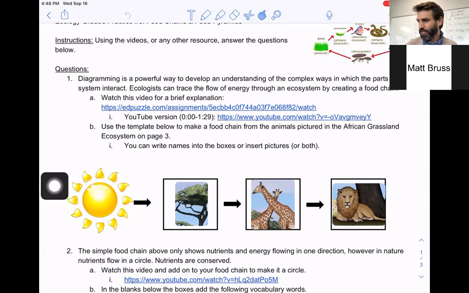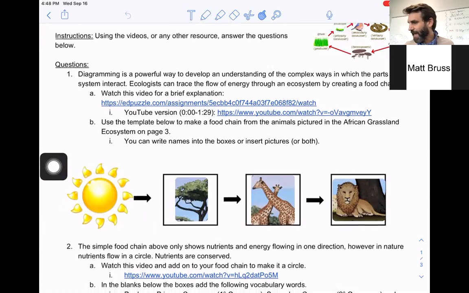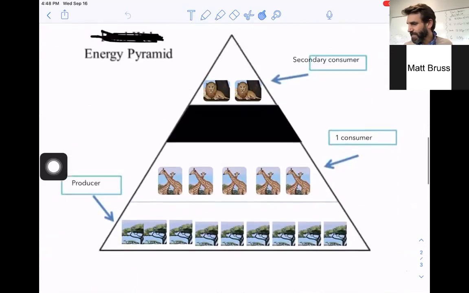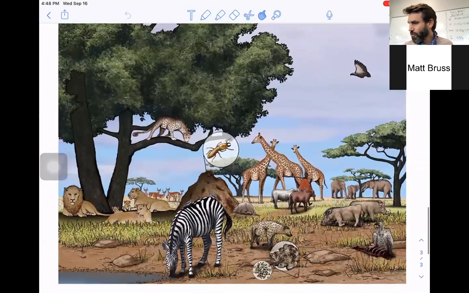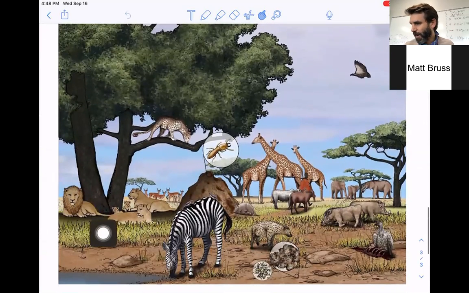One thing I will mention in this picture is that there are a number of different food chains within the savanna. So you might have picked grass, zebra, cheetah, right? Because the grass is a producer, the zebra is a primary consumer that eats the grass, and then the cheetah is a secondary consumer that eats the zebra.